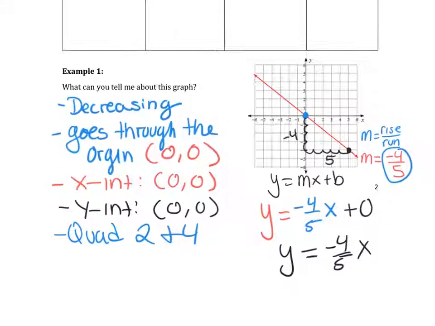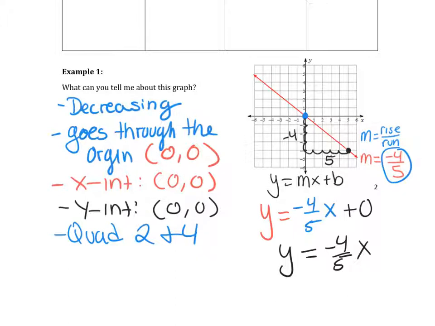All right. Good. So this idea here where you're looking at graphs and trying to determine information about them is what we're going to be doing in the Desmos activity.